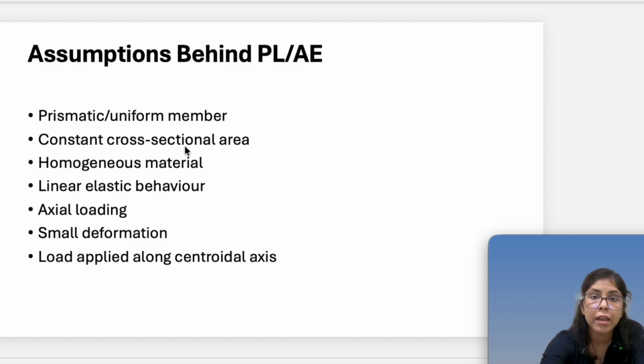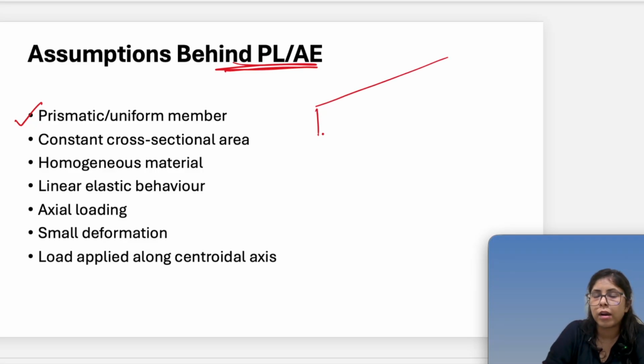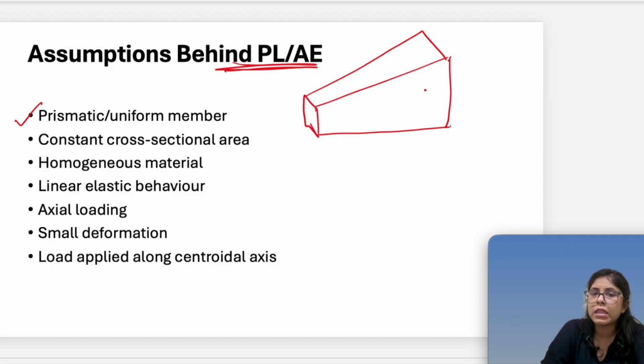So the assumptions behind this deformation formula are, first of all, the bar should be prismatic and uniform everywhere. See, this is a non-uniform bar, right? I have something like this. In this kind of bar, we can't directly apply PL upon AE. The bar should be uniform, prismatic, and then the assumption is constant cross-sectional area. Non-uniform means that here the cross-sectional area will be this much big, and here the cross-sectional area will be this much. So it is not constant, right?